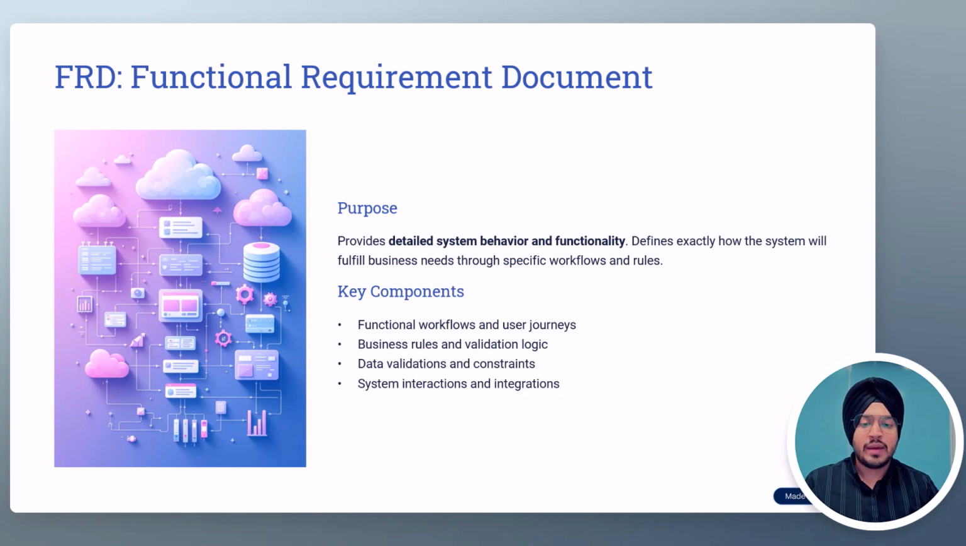Functional requirement document provides detailed system behavior and functionality, defining exactly how the system will fulfill business needs through specific workflows and rules. So to conclude, the functional requirement document is a detail level or a low level document. In this, we would be mentioning how we would be implementing a particular feature. So key components are functional workflows and user journeys, business rules and validation logic, data validation and constraints, system interaction and integration.